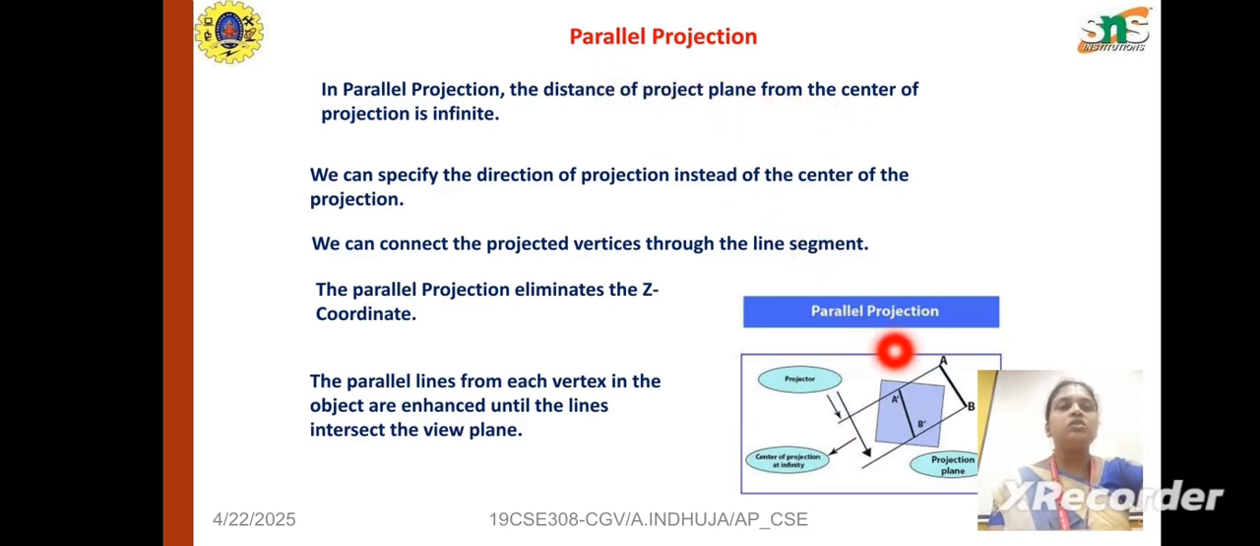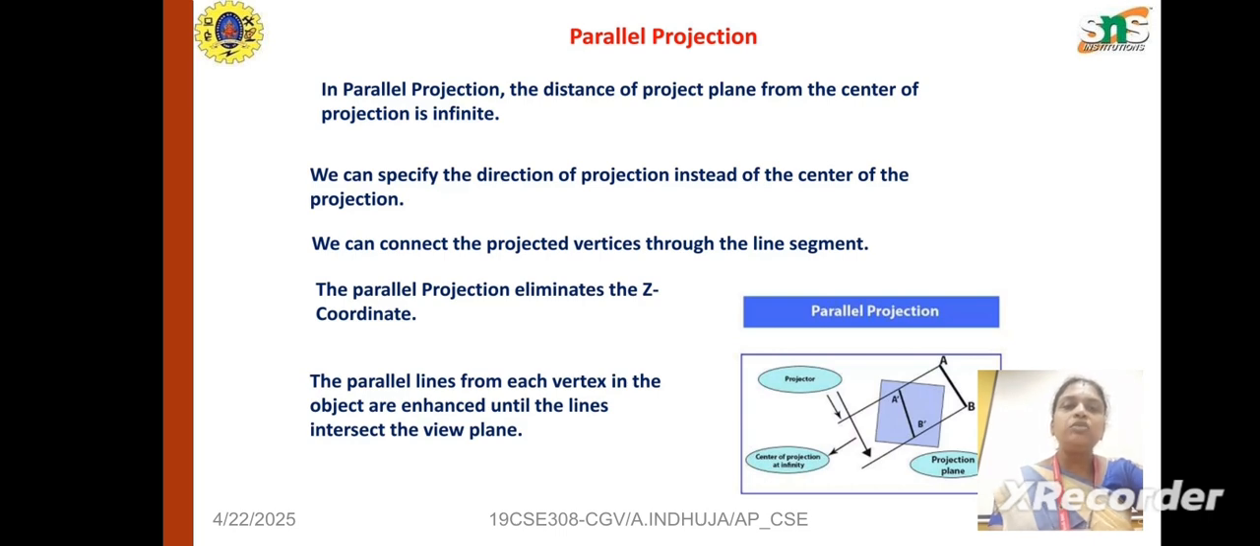So this is why the first point is stated so. Next, we can specify the direction of projection instead of the center of projection. So we specify only the direction of projection instead of the center of projection point. Here we can connect the projected vertices through line segments. The object is somewhere else and my projection plane is somewhere else, and I connect my projected vertices with the help of line segments.